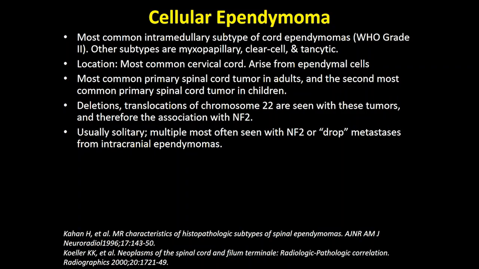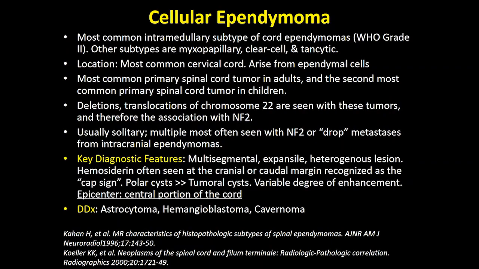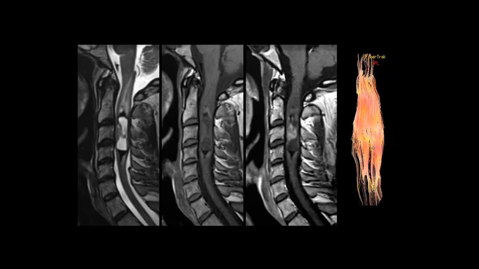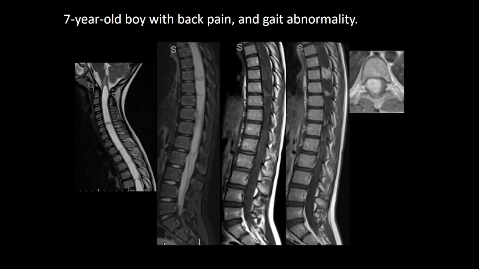It's a central expansile lesion which oftentimes demonstrates hemosiderin cap and variable degrees of enhancement. Polar and tumoral cysts can be seen. DTI images, when performed, demonstrate that the tracts are splayed by this lesion and not destroyed, and this allows easy enucleation of this lesion by the surgeon.